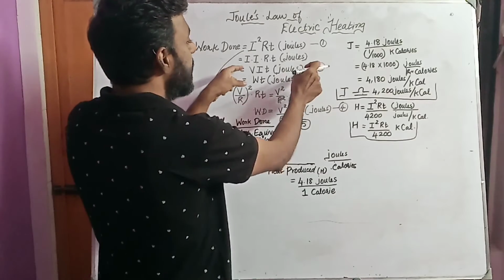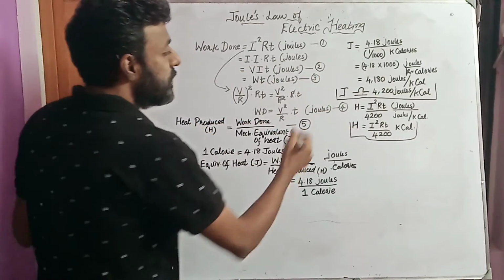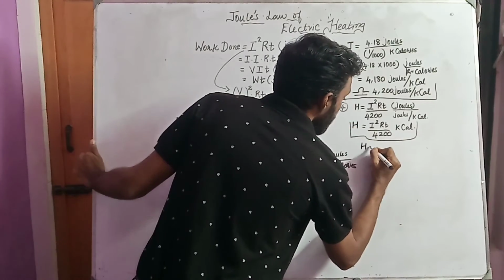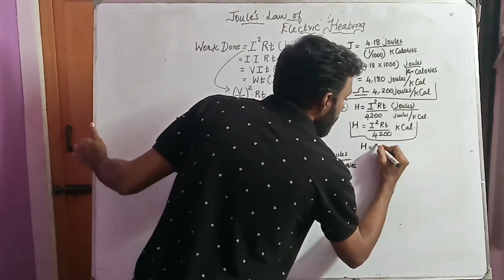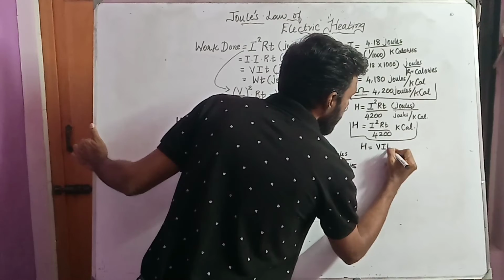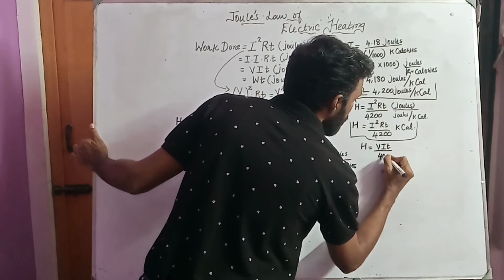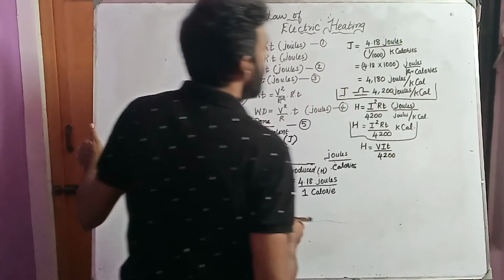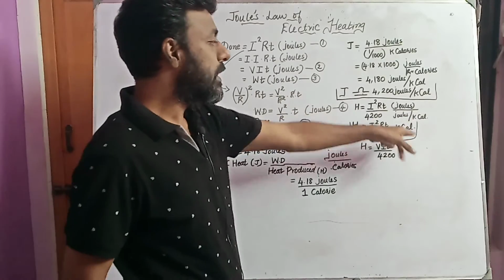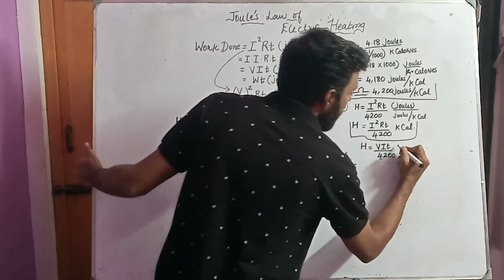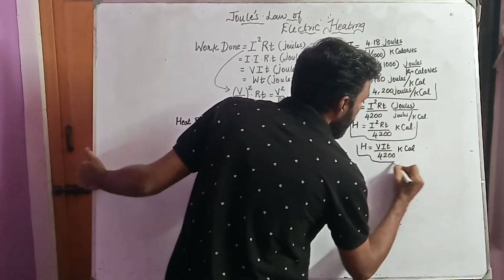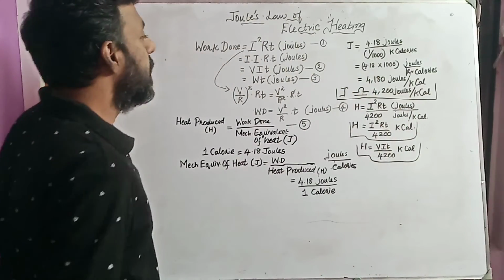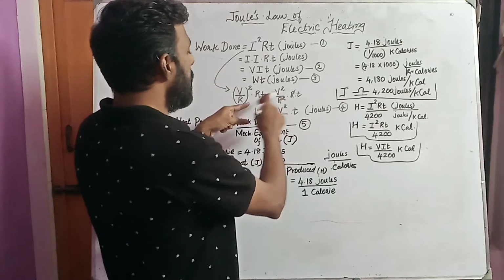Again, in this second equation also you can substitute. So H can also be written as VIT joules. So V into I into T divided by 4200. 4200 joules per kilocalories. So the unit will be kilocalories. Okay, so this is one type of heat produced. And also you can use this formula also.